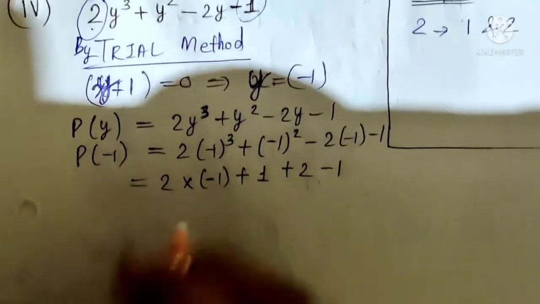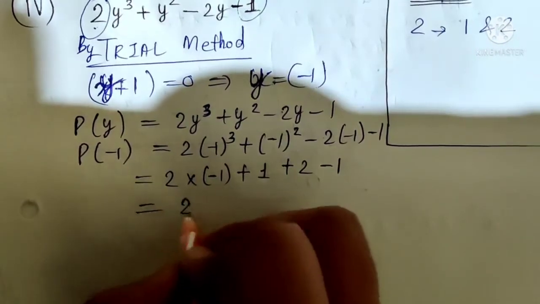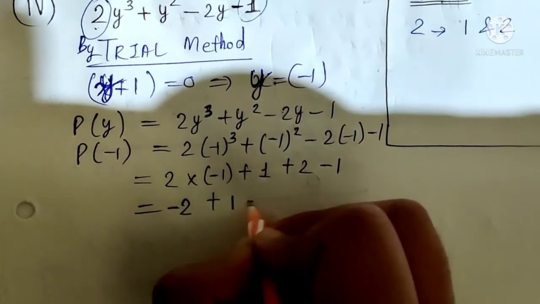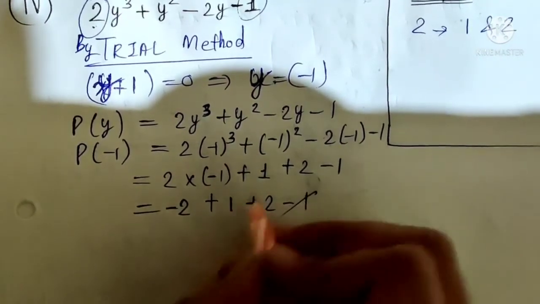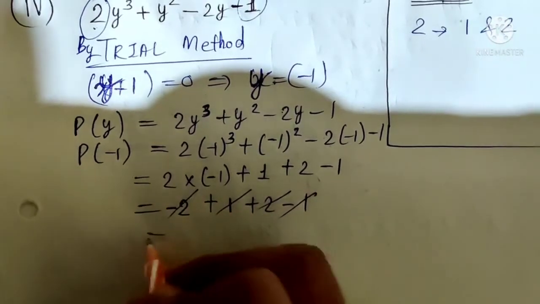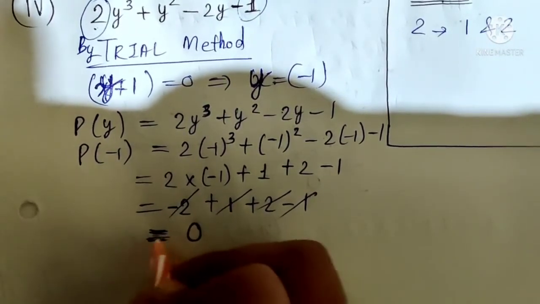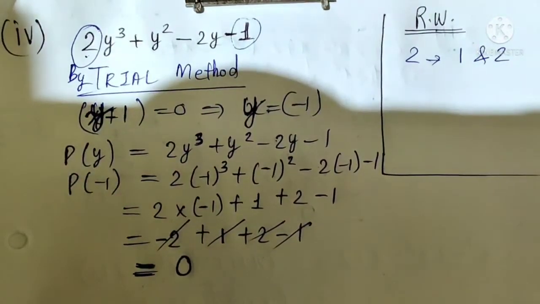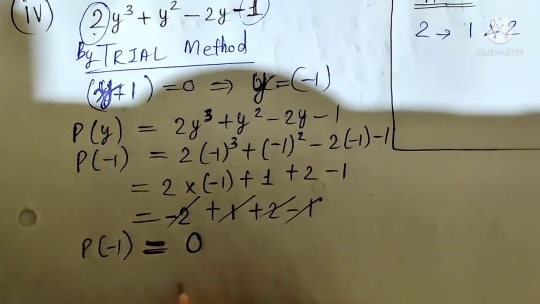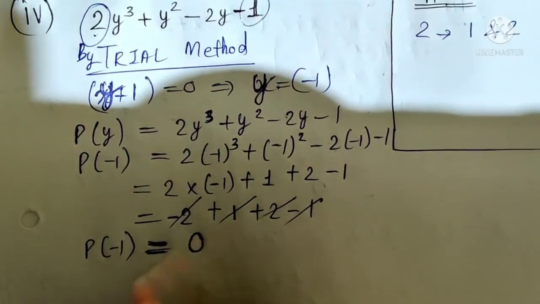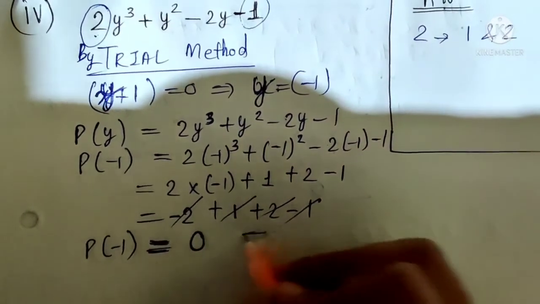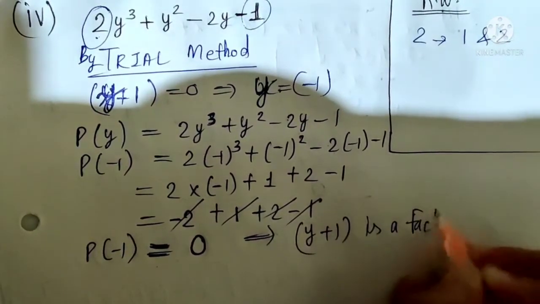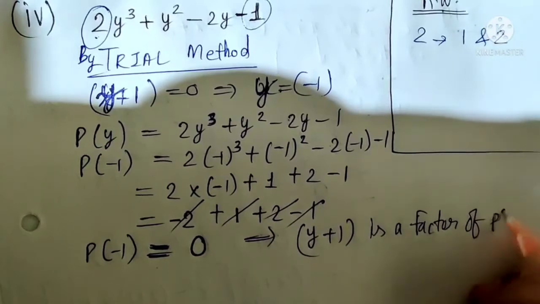I hope no doubt. Now solve more. So 2 ones are 2, so the minus sign will come, plus 1 and plus 2, and at last -1. So from -1 we can cut +1, and from +2 we can cut -2. What is left? 0. It means we can divide the given polynomial by y plus 1. We have seen that when we put -1 in place of y, its value is coming 0. It means y plus 1 is a factor of the given polynomial, that is P(y).